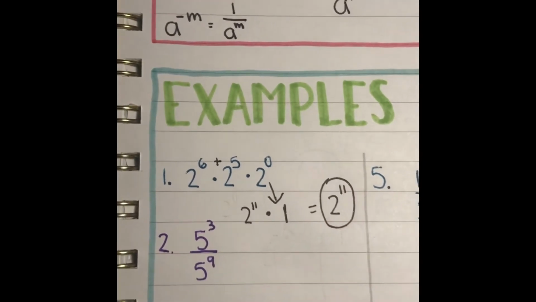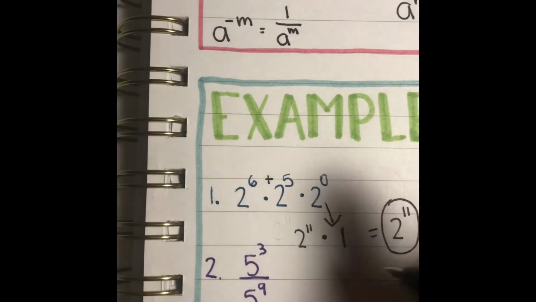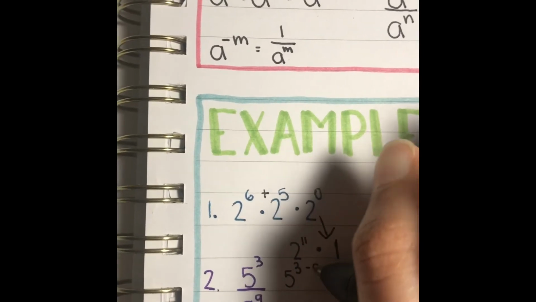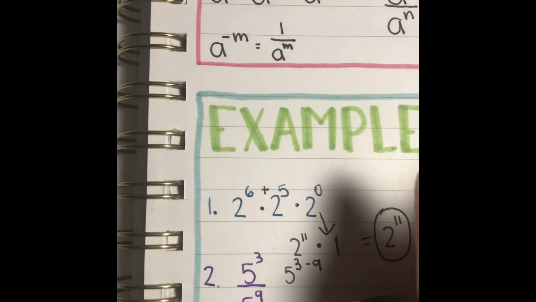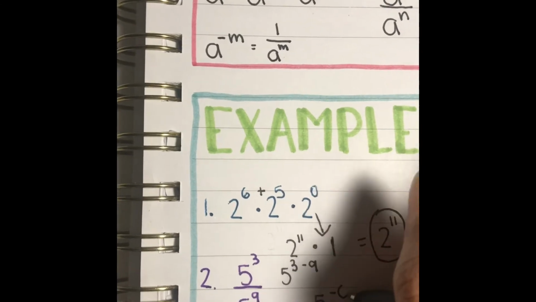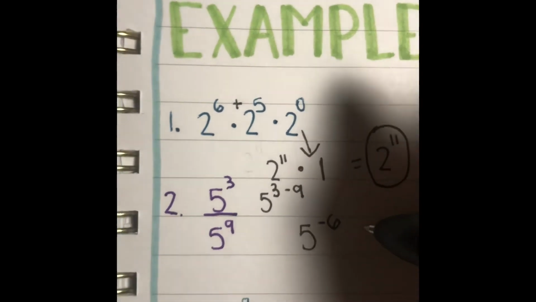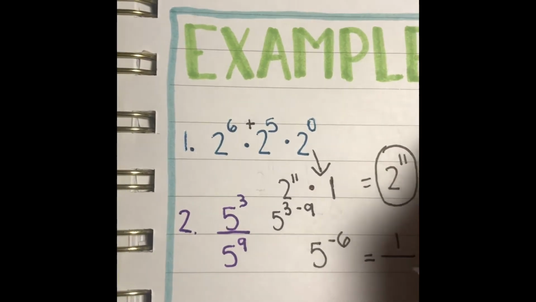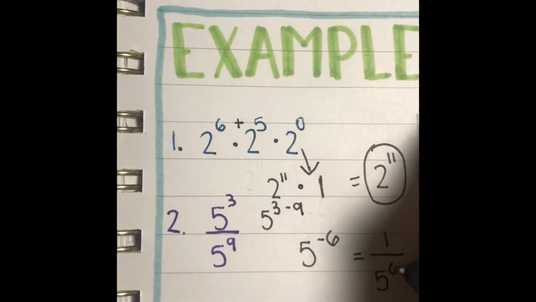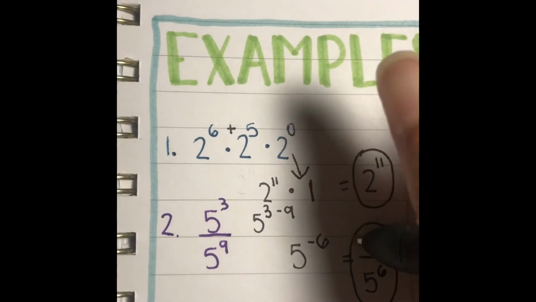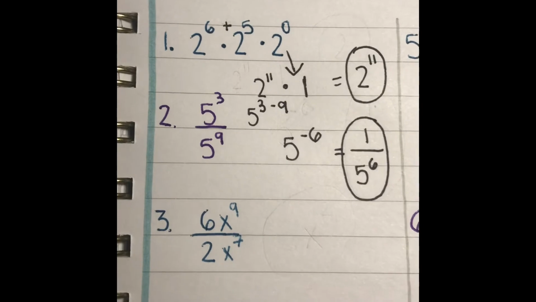And then our next one is 5 cubed divided by 5 to the 9th. And you know that when they're dividing, you have to subtract the exponents, top minus the bottom, so you get 5 to the negative 6th power. However, you can't leave it as a negative exponent, so to simplify that, it would be 1 over 5 to the 6th. That's how you would make the negative exponent a positive one. And that's your final answer.